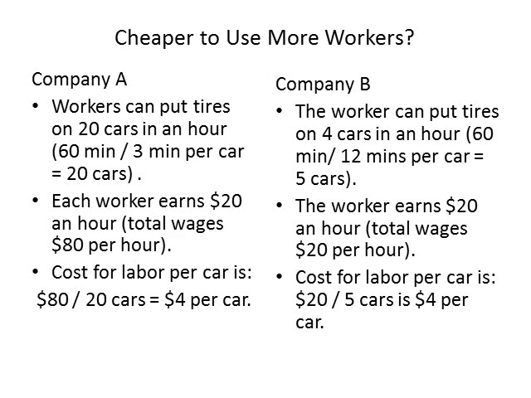Since Company A workers complete attaching 4 tires to the car in 3 minutes, they can attach tires to 20 cars per hour. Since the company pays $20 per hour, the total labor cost to the company is $80, or $4 per car. Company B's worker takes 12 minutes per car to attach the tires, and the maximum number of cars he or she can produce is 5 cars. Since Company B pays its workers $20 an hour, the total labor cost is $4 per car.